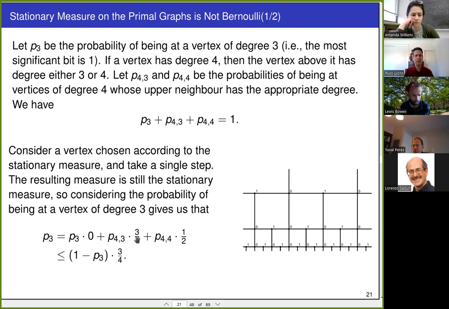Now, 1/2 is less than 3/4. And this is 0. So this is at most P4,3 times 3/4 plus P4,4 times 3/4. And these two, by this equation, add to 1 minus P3. So P3 is less than or equal to (1 minus P3) times 3/4. So that means P3 is less than or equal to 3/7, which is less than 1/2. So that's why P3 is not equal to 1/2.